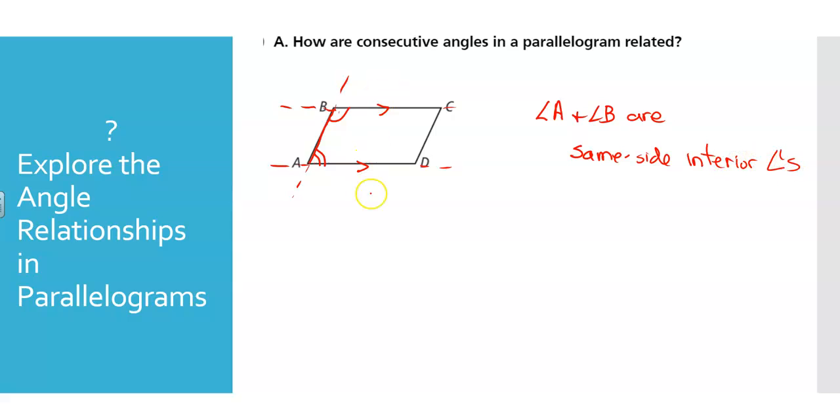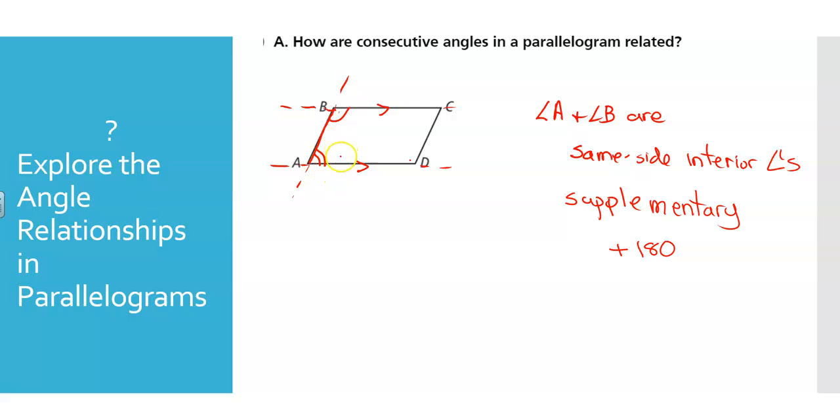And since these lines are parallel, they are also supplementary. Same side interior and supplementary. That means they add up to 180. So the consecutive angles from here to here would be 180, and I could do the same thing over here, right? Those would add up to 180.